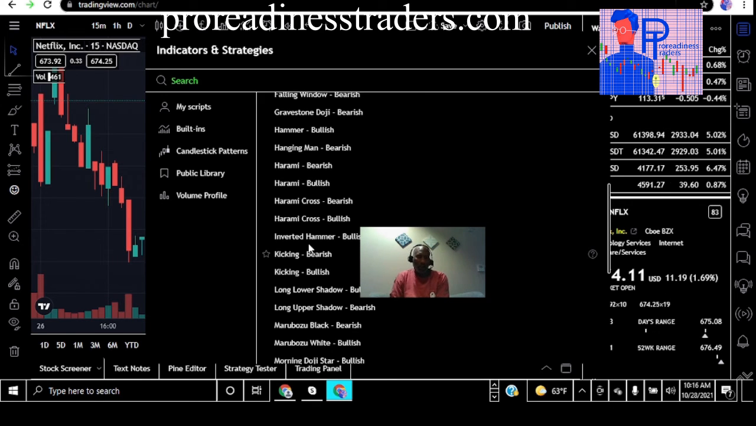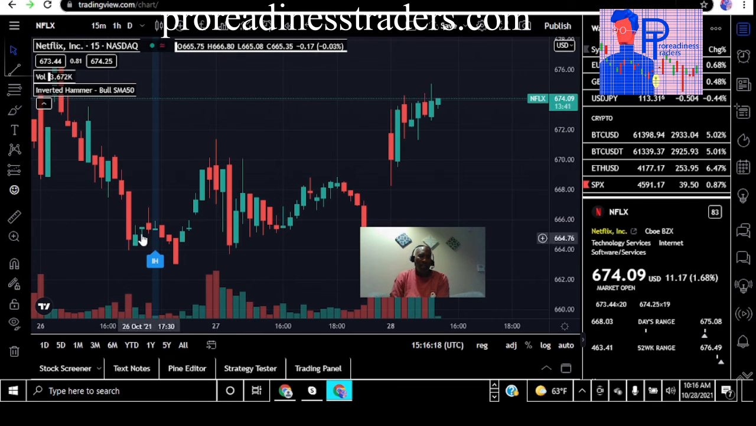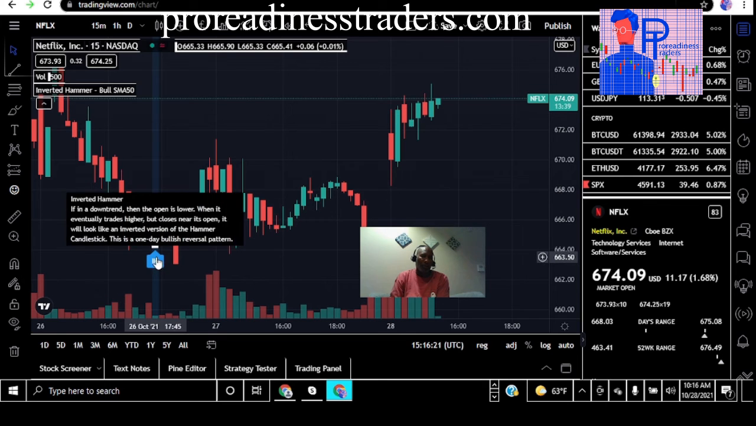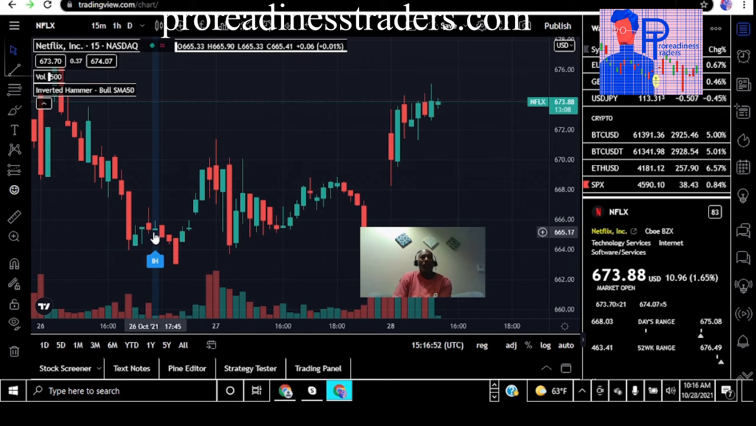And I think if you click on one of these, they may help you understand them or teach you, but it actually didn't. But what it did was put a little deal right here. See here, it's called the inverted hammer, and it tells you a little bit about it. It says if a downtrend, then the open is lower. When it eventually trades higher but closes near its open, it will look like an inverted version of the hammer candlestick. This is a 1 day bullish reversal pattern, right? And it shows you right here.